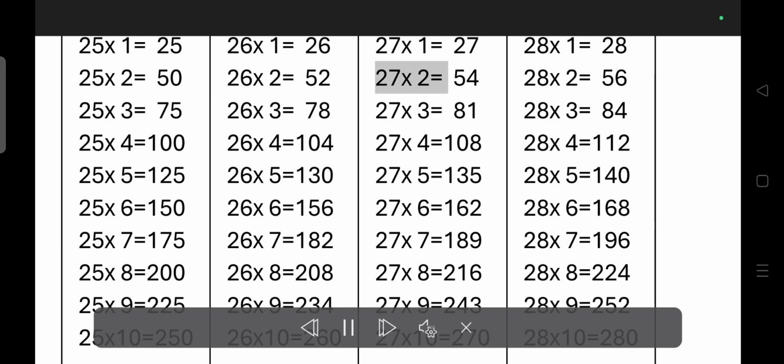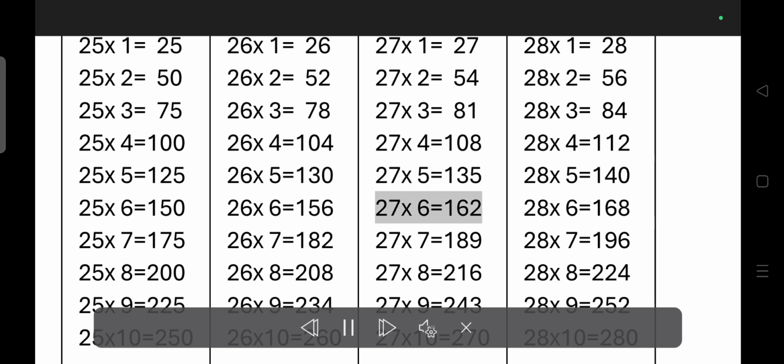27 times 1 is equal to 27. 27 times 2 is equal to 54. 27 times 3 is equal to 81. 27 times 4 is equal to 108. 27 times 5 is equal to 135.